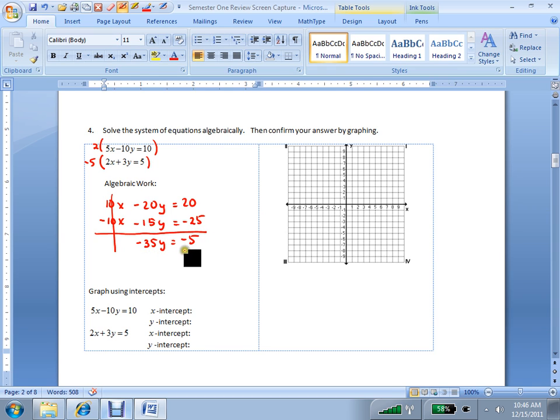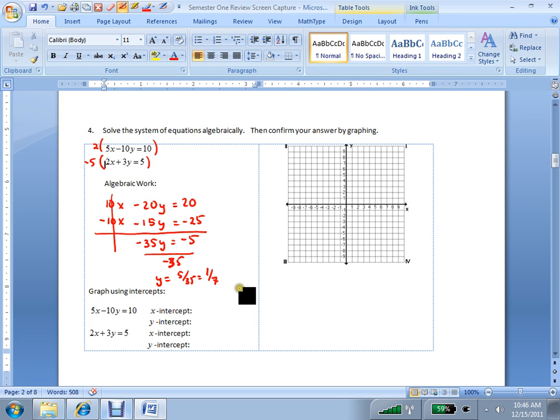I continue to solve this equation for y, so I divide by -35 and I get the answer of y equals +5/35 or 1/7 as a reduced fraction. I can then substitute this answer of y in either of the top two equations.